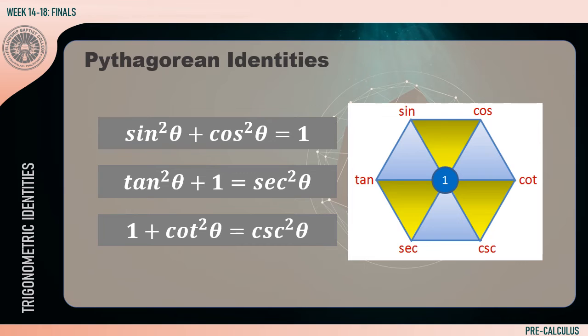This time naman, Pythagorean identities. Sir, paano naman gamiton ang hexagon for Pythagorean identities? So, take note, if ang pangitaon natin is Pythagorean identities, lantawon lang natin ang yellow nga triangle.